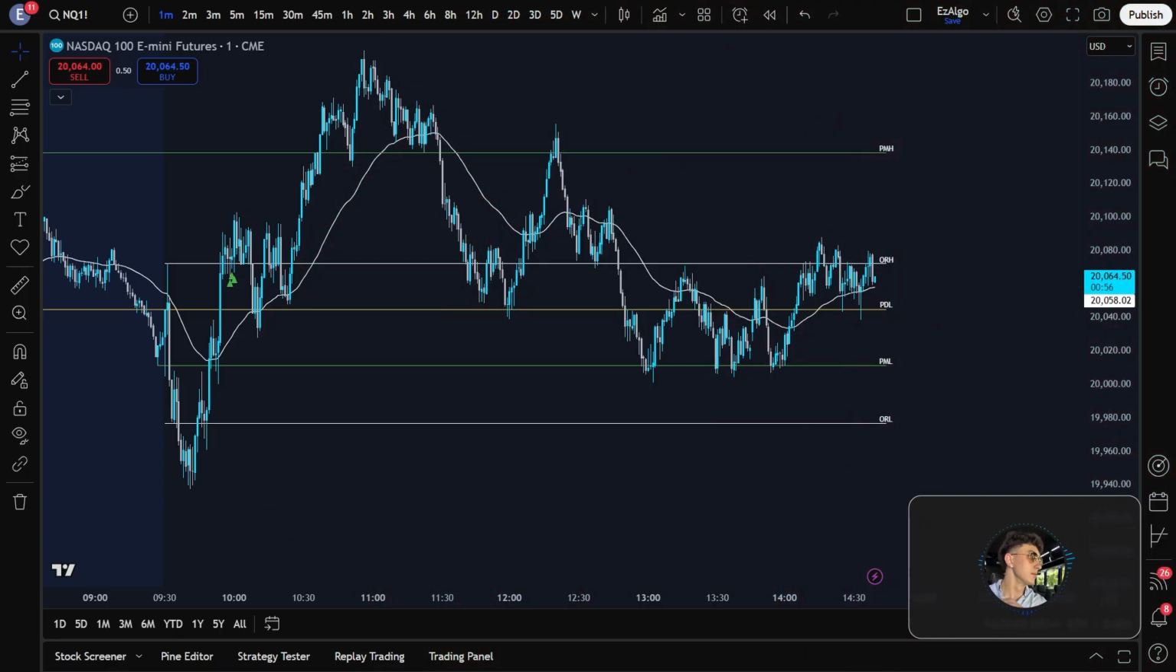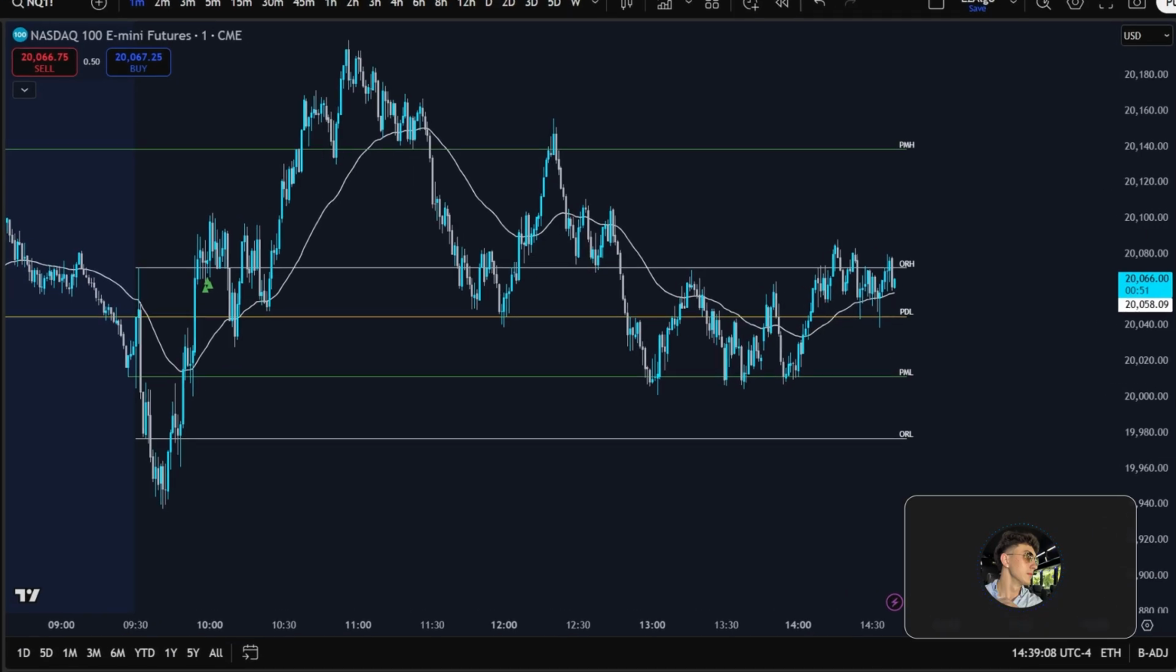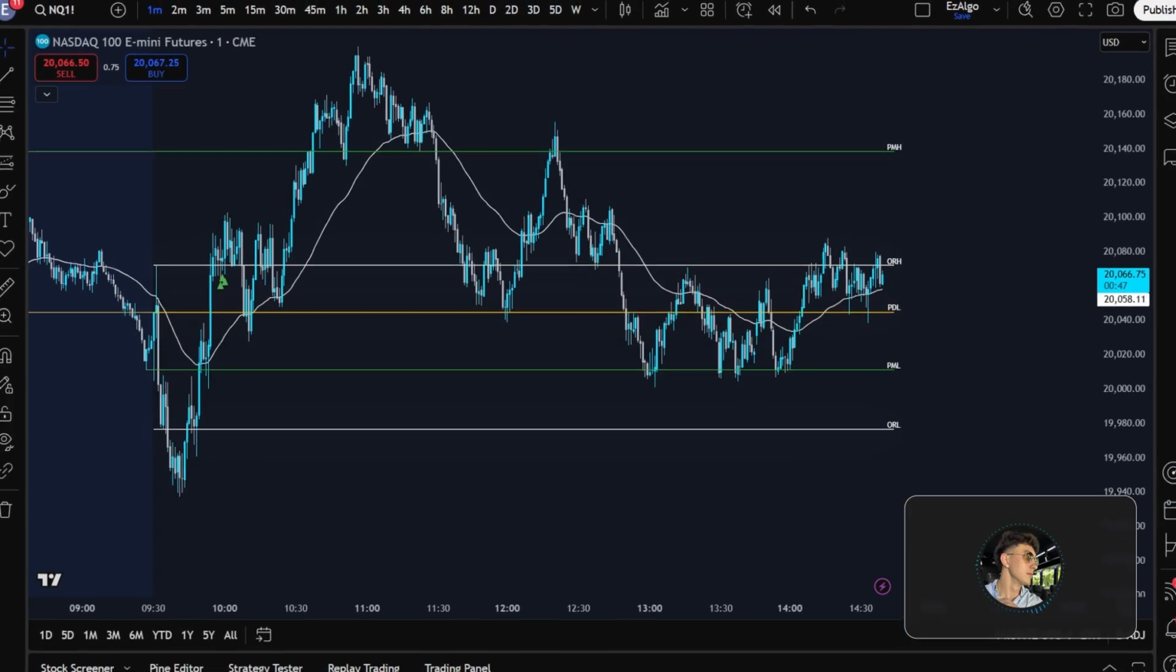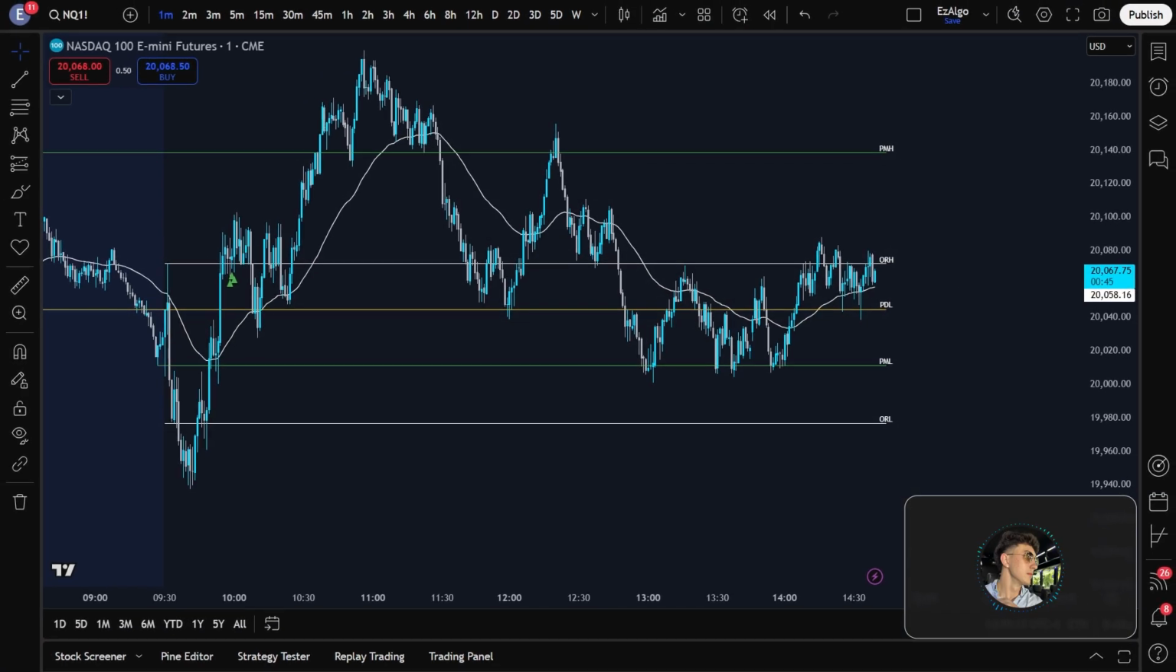We have coded this entire 5-minute ORB strategy into an indicator, so all of the levels are automatically plotted on your screen. You literally don't have to do anything except wait for a breakout and retest of either side, and then look for your entry confirmations. All right, let's jump into the chart here.